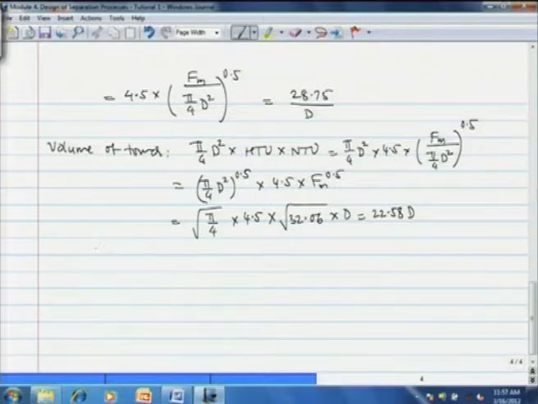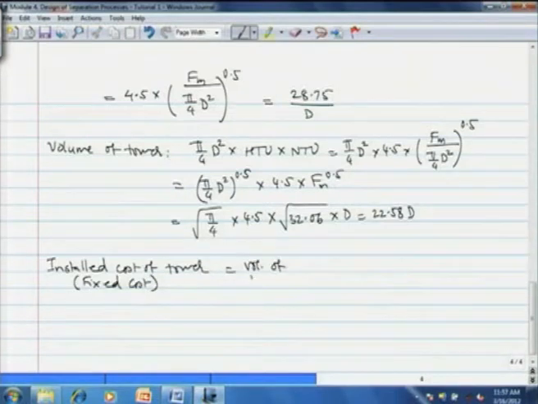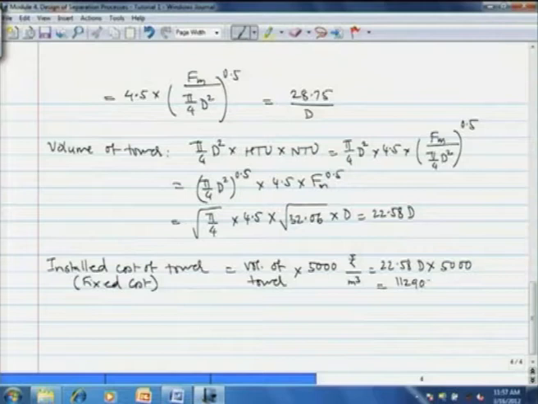diameter. The installed cost of tower or fixed cost is volume of tower multiplied by the unit cost 5000 rupees per meter cube. So, 22.58 into d into 5000, that turns out to be 112,900 d. This is the total fixed cost.